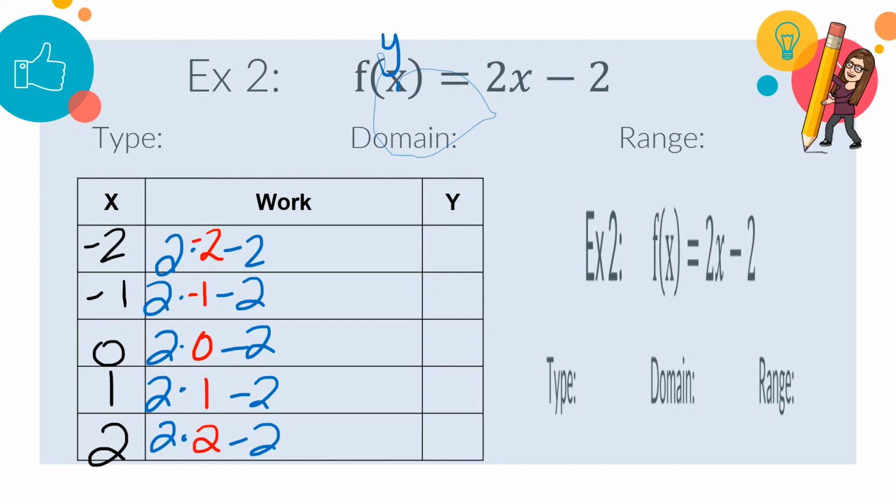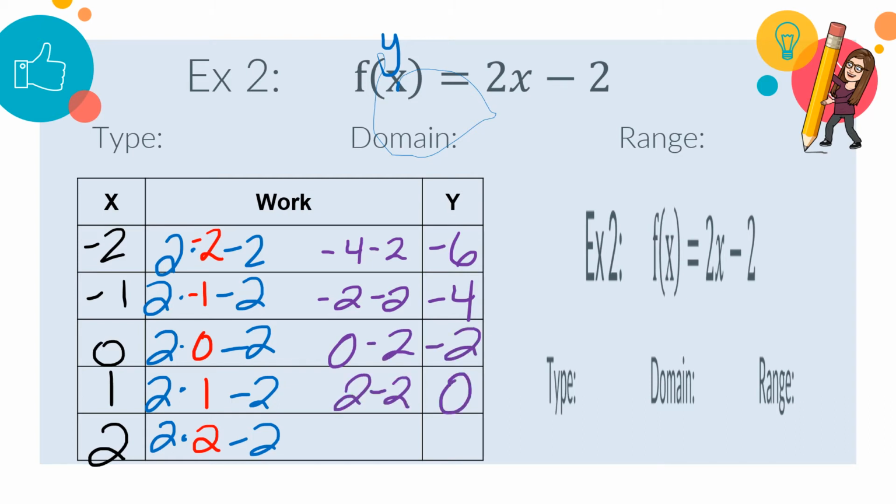2 times -2 is -4, minus 2 is -6. 2 times -1 is -2, minus 2 is -4. 2 times 0, 0, minus 2, -2. 2 times 1, 2, minus 2 is 0.